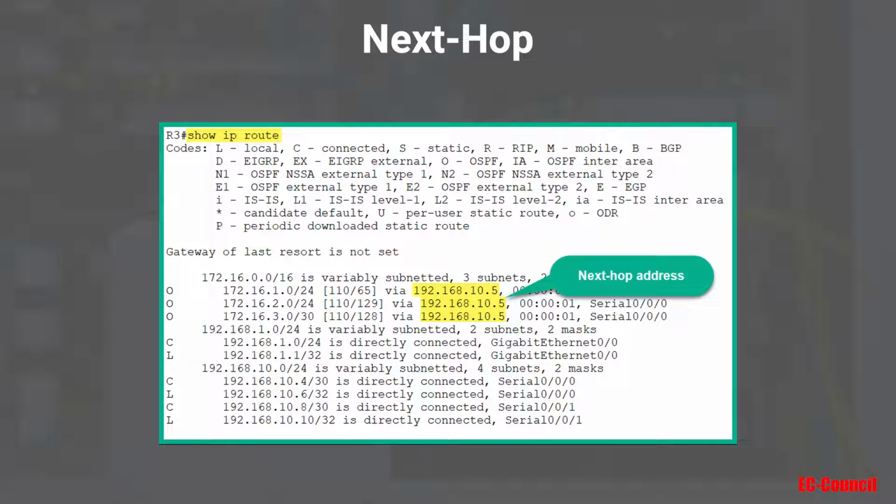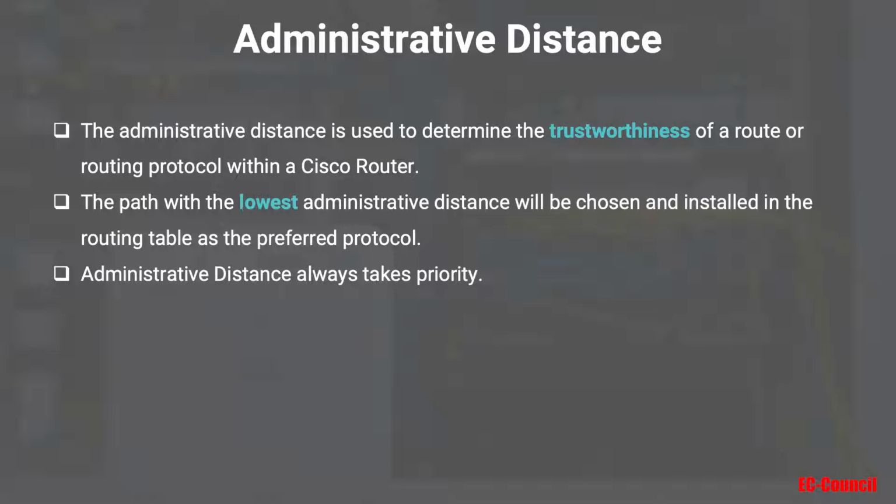Please keep in mind that only dynamic routing protocols will have a next hop IP within the routing table. Each dynamic routing protocol has a very special number assigned to it. This number is called the administrative distance. The administrative distance is simply used to determine what we call the trustworthiness of a route or trustworthiness of a routing protocol.